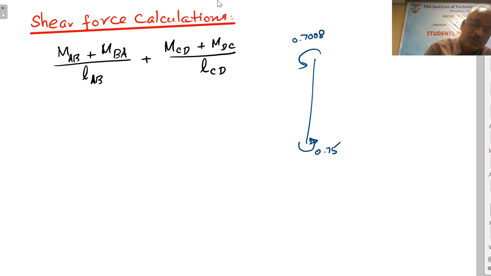0.5008, like this. But whether it is clockwise or anti-clockwise, our formula is the same. Formula is the same, right? The formula remains the same because this formula has been derived assuming all the moments to be clockwise. So that we have to write. But when you substitute the value here, when this is minus, we have to substitute the minus value.